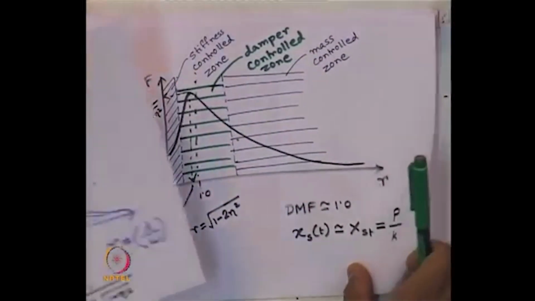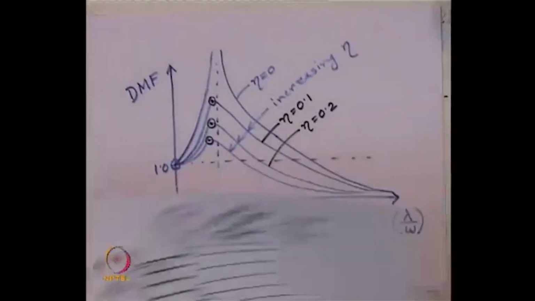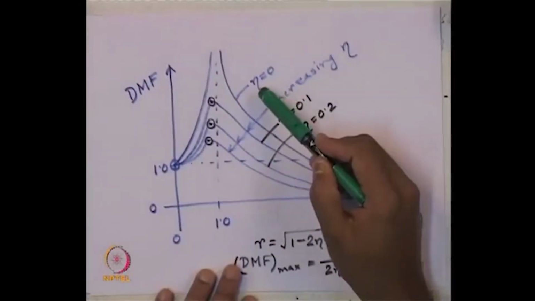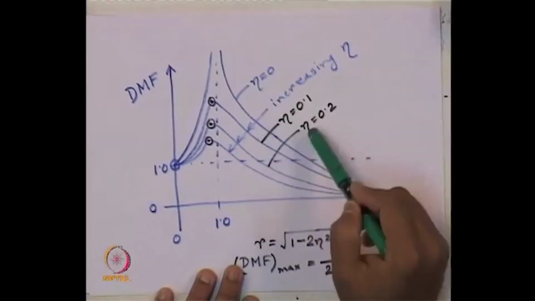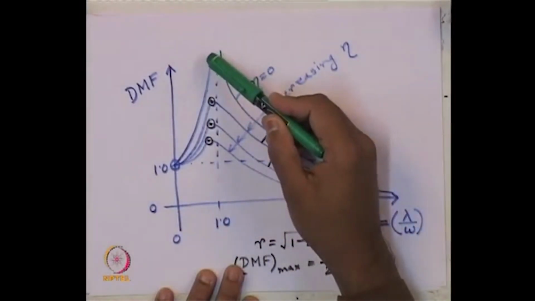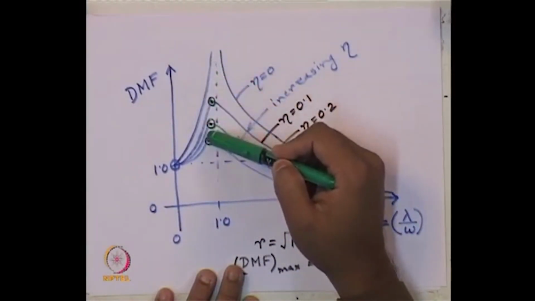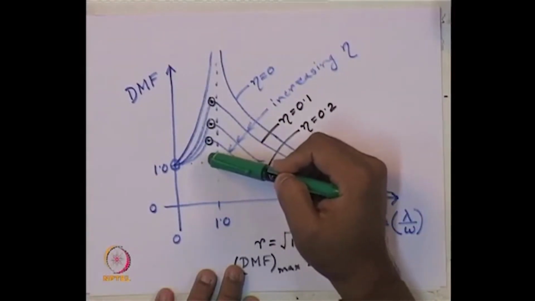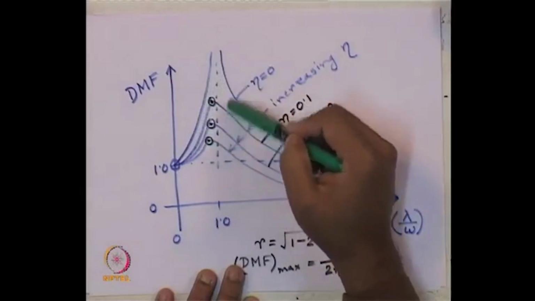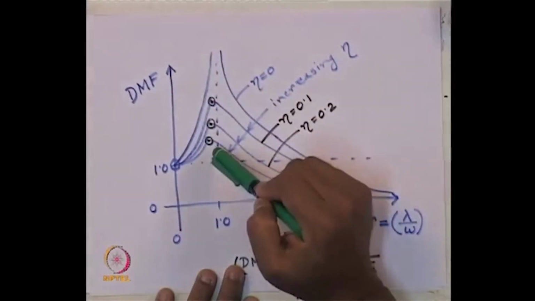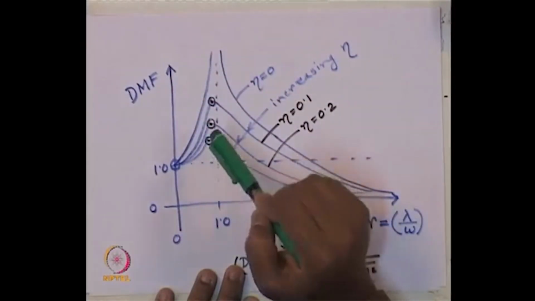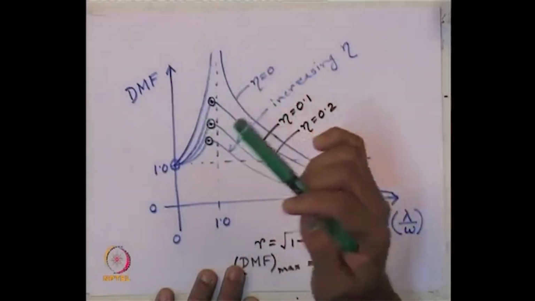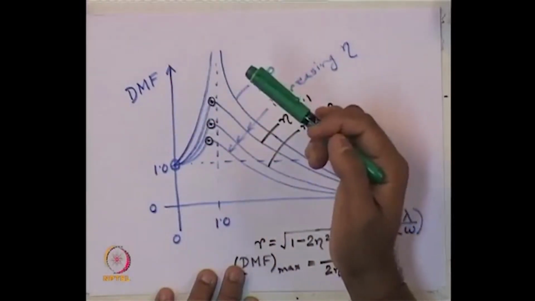Now, let me place this figure here. See, if the value of the damping ratio changes, in this region the peak value keeps on changing. So, what does it mean? It means that in this region the value of DMF is directly related to, or controlled or influenced more by, the damper.